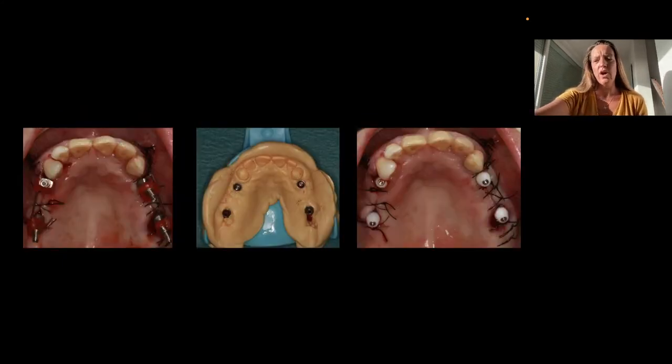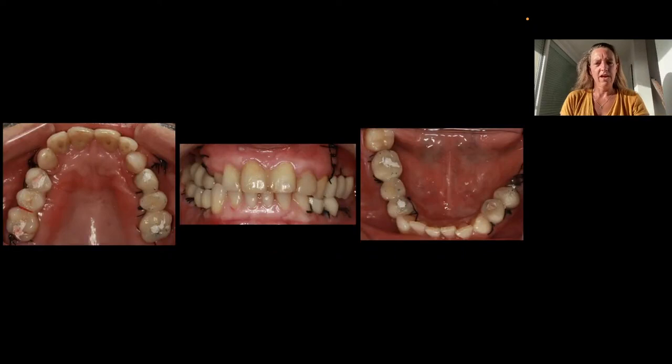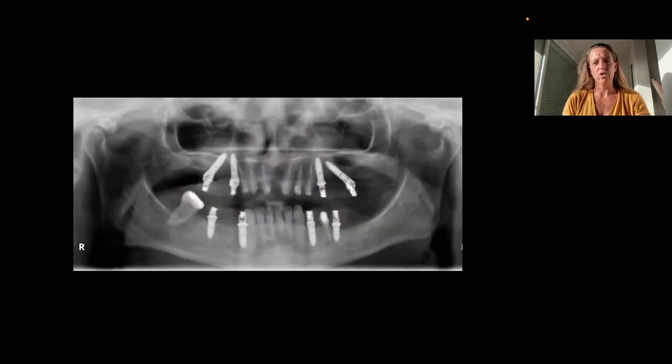Afterwards, I take the impression and I send this to the lab. After this, I place my crowns. Here you can see my bridges are in place, upper and also the lower bridge, all with immediate function.